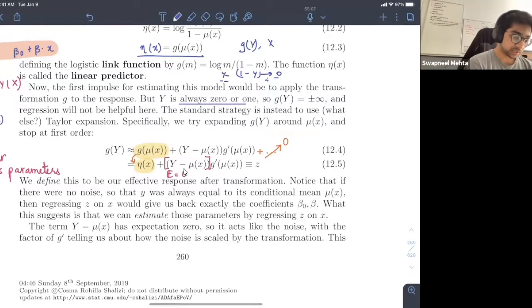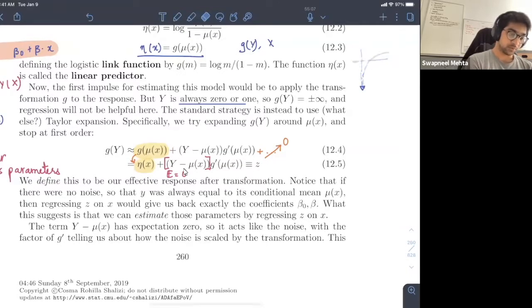Secondly, suppose y is 0, then the numerator becomes 0, and the value of g of y is log 0. Oh, sorry, log 0 is minus infinity. Yeah, log 0 is minus infinity. Just remember your log function. And so this log 0 goes to minus infinity.